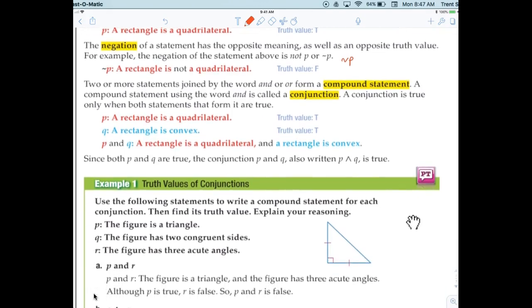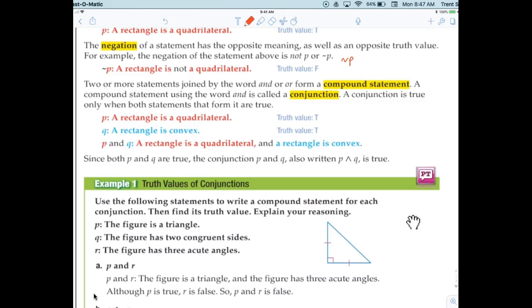Now, the next part. Two or more statements joined by the words and or form a compound statement. I think that's basic English, right? You guys know that. A compound statement using the word and is called a conjunction. A conjunction is true only when both statements are true. Now that should make sense also, right? An and statement. Both statements have to be true in order for it to be true. Does everybody agree with that?